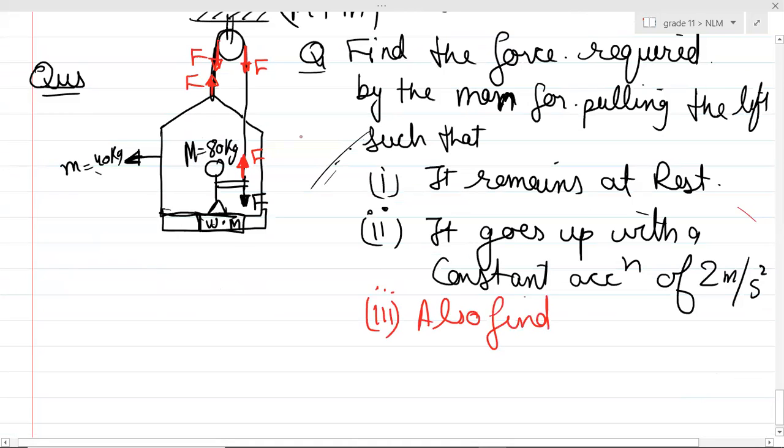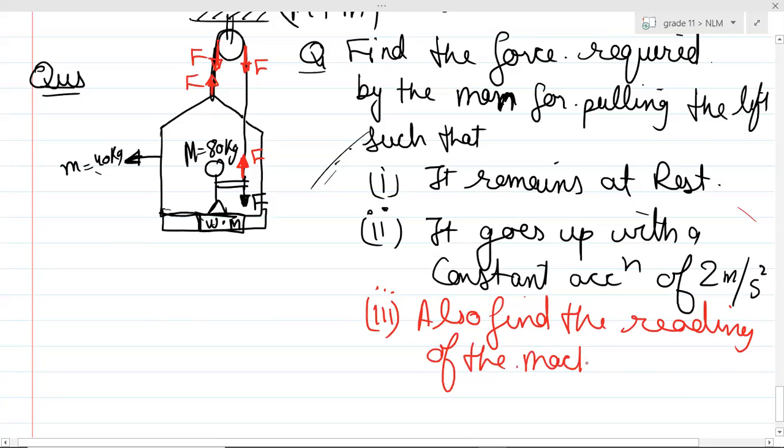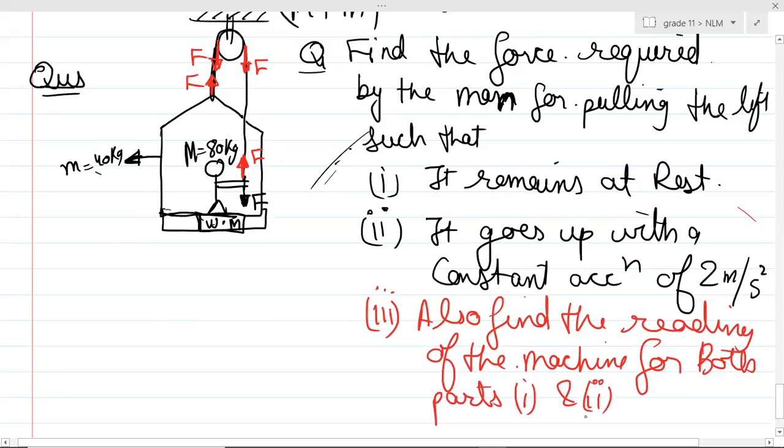Yes, sir. Okay, try to find out. Also find the reading of the machine for both parts, 1 and 2. Let's start. Please start. What is the only thing which you will be doing? You'll be drawing the free body diagram and then solving the question.